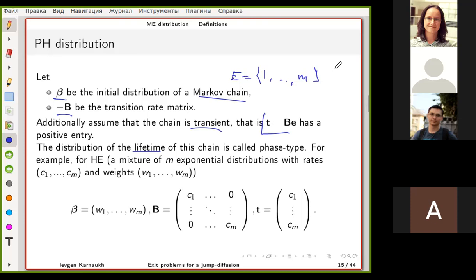For a PH distribution, we extend this state space by an absorbing state, and in this case we will have a transition Markov chain. For a finite interval of time our chain goes to the special state, the absorbing state. Yes, I see. And the distribution has the name phase type. For example, it is easy to see that hyperexponential distribution is a phase type distribution with such parameters beta, B, and T. We introduce such types of distribution in order to easily calculate the Laplace transform.